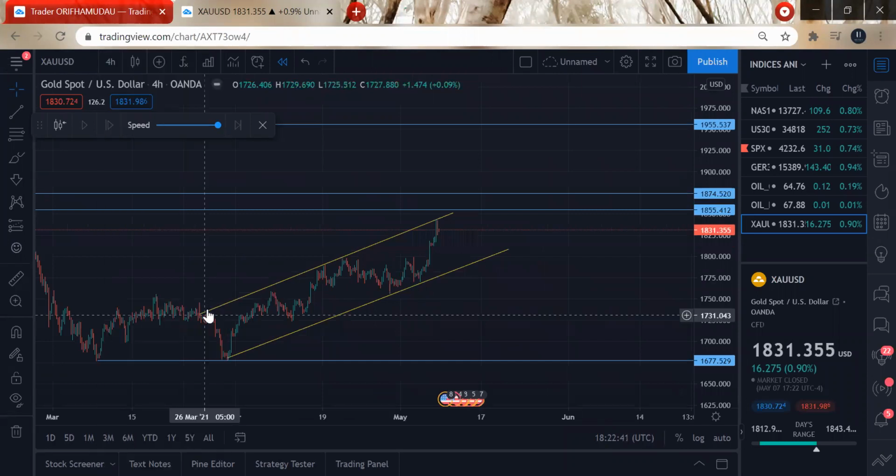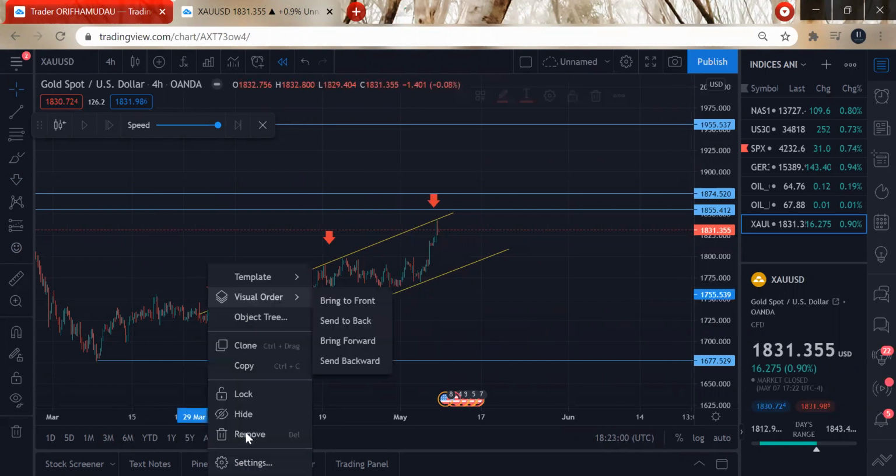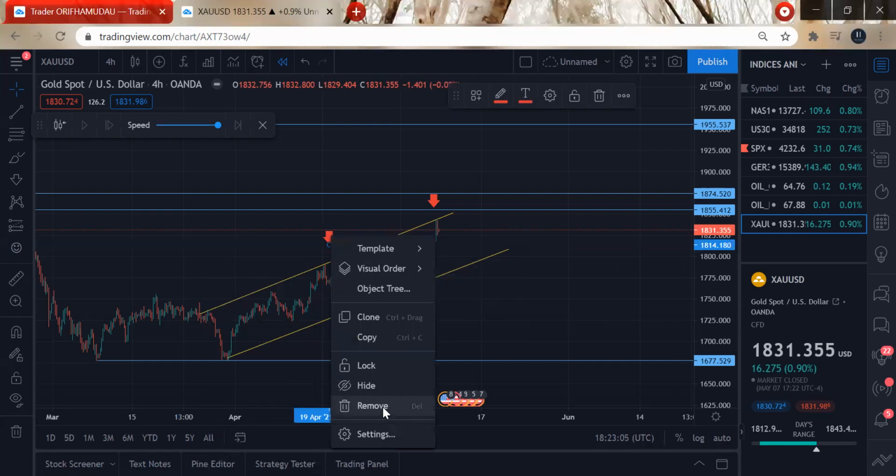We can see we have first touch here, okay, we have our second touch here, and then we have our third touch here. So already I can confirm that this is my first confirmation for a sell on gold, right? But it doesn't mean that I'll just go and jump into a sell position.